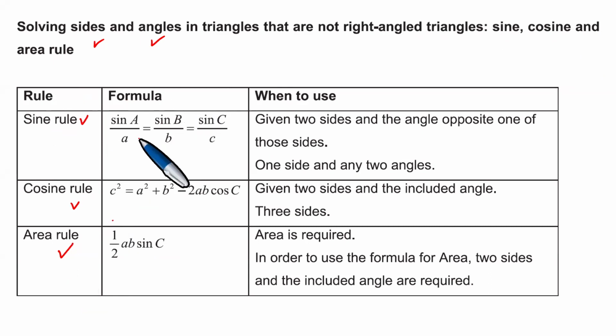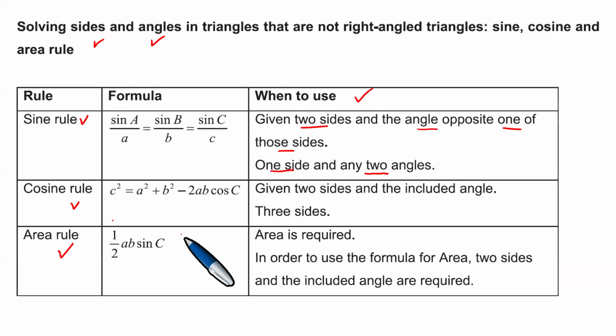The sine rule formula is sine A over a equals sine B over b equals sine C over c. Another formula is c squared equals a squared plus b squared minus 2ab cosine C. And the area formula is half ab sine C. When to use these rules? Given two sides and the angle opposite one of the two sides. In other words, when you're given two sides and the angle opposite one of the two sides. Or given one side and any two angles.